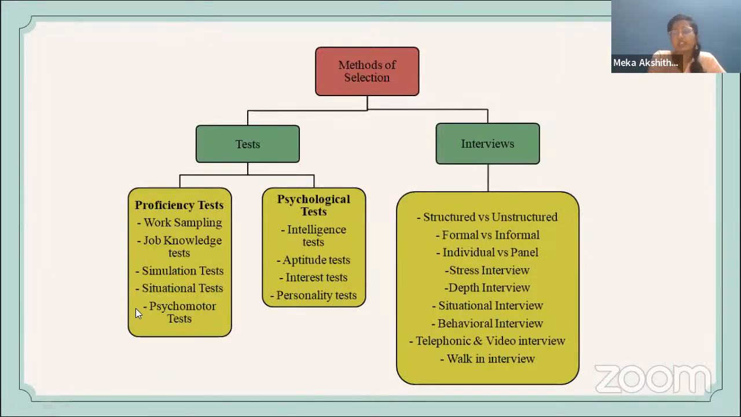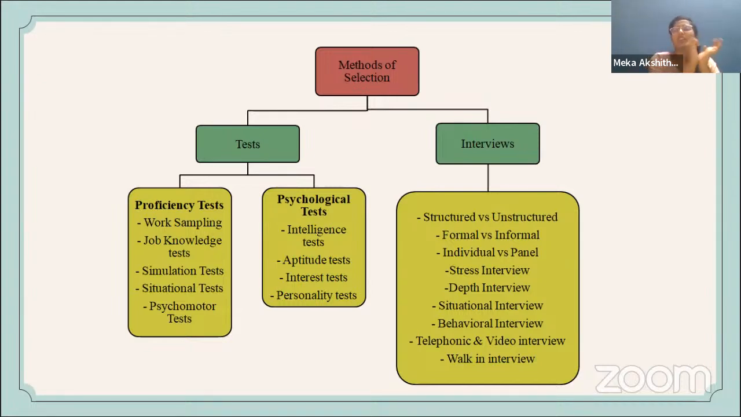So after the selection process, we have methods of selection. These methods can basically be divided into two major types, which include tests and interviews. We have seen this in the selection process. The tests can be of two types: proficiency test and psychological test. Under interviews also, there are different types of interviews. First, we will be talking about tests.